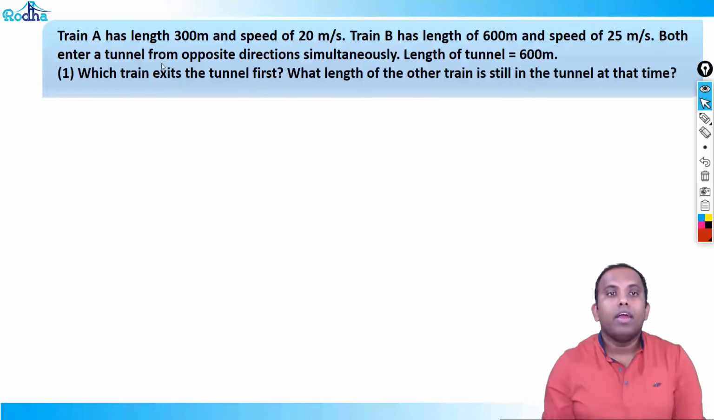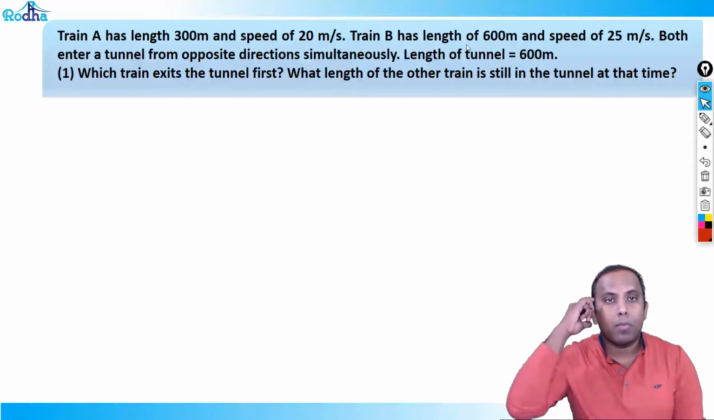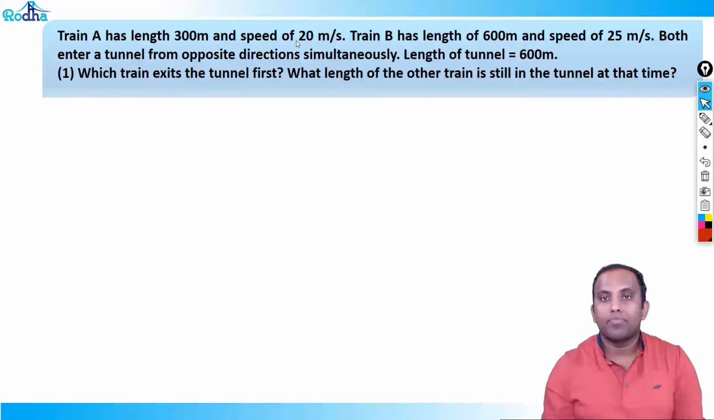Train A has length 300 meters and a speed of 20 meters per second. Train B has length of 600 meters and a speed of 25 meters per second. Both enter a tunnel from opposite directions simultaneously. Length of tunnel is 600 meters. So the question is, which train exits the tunnel first? What length of the other train is still in the tunnel at that time?